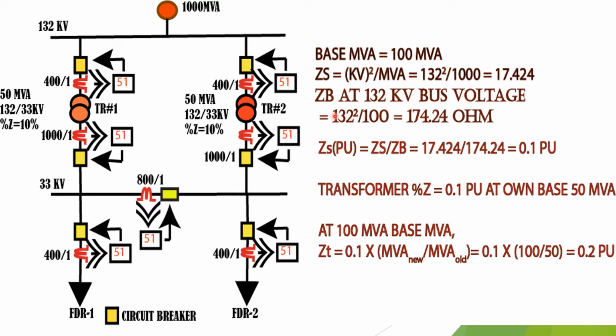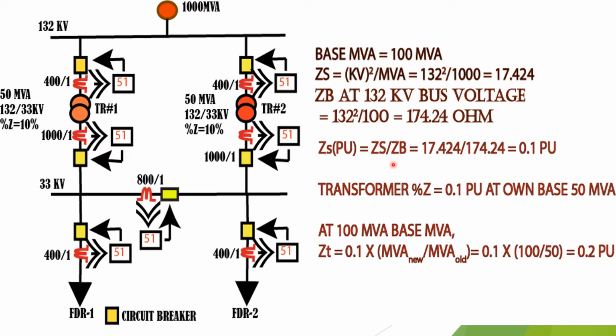So Z base, that is the base impedance at 132 kV system, will be equal to kV squared by MVA, that is the base kV squared divided by base MVA, which is given by 132 squared divided by 100, since 100 MVA is considered as base MVA. So which comes as 174.24 ohm.